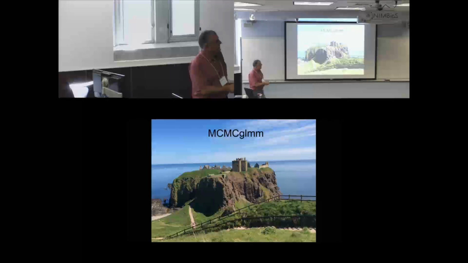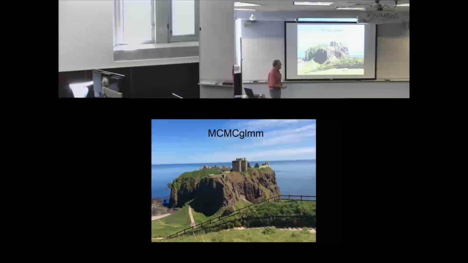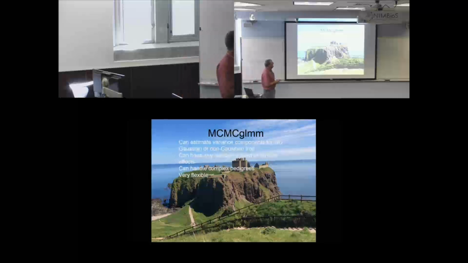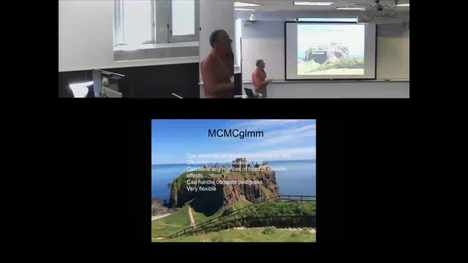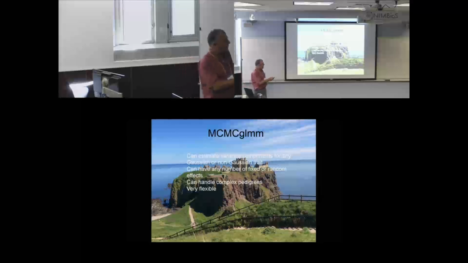So this is Dunnottar Castle in Scotland, sitting right there on the North Sea. And my colleague in Scotland refers to MCMC GLMM as Mick-Mick-Glim, which I always kind of like. So with Mick-Mick-Glim, you can estimate variance components for any Gaussian or non-Gaussian trait, at least theoretically. Again, it's not clear quite how well that works. You can have any number of fixed or random effects. You can handle complex pedigrees, and it's very flexible.